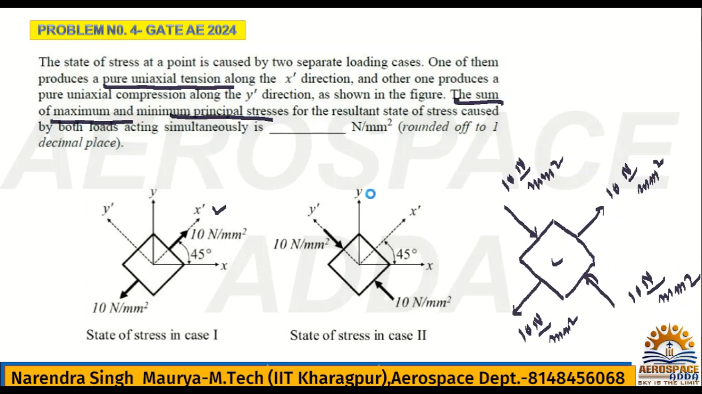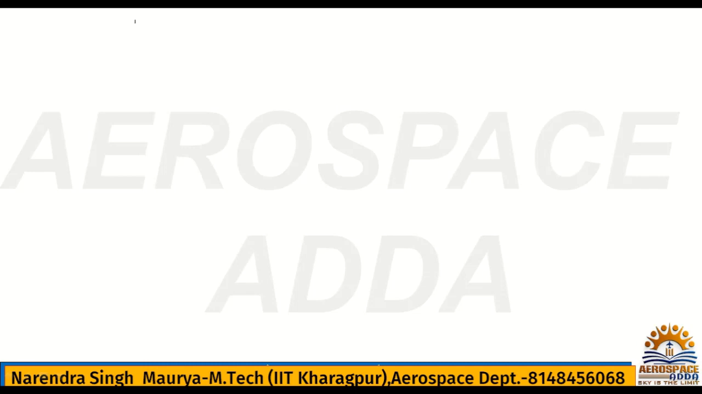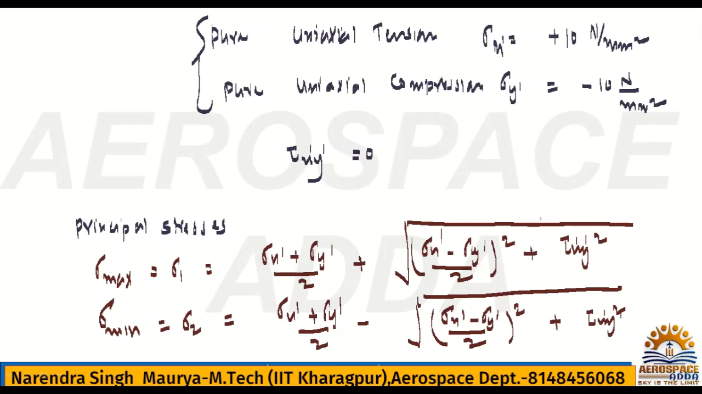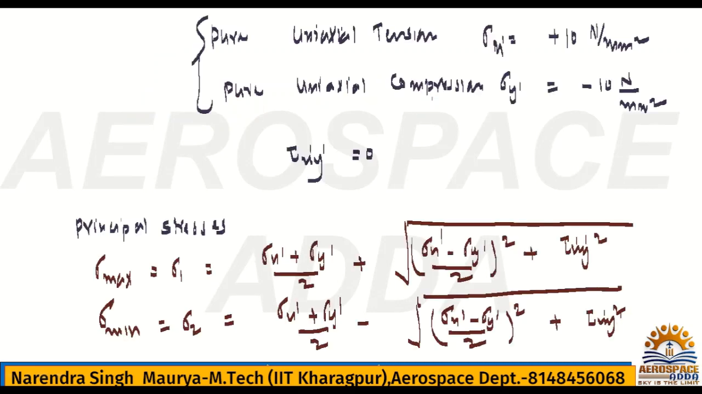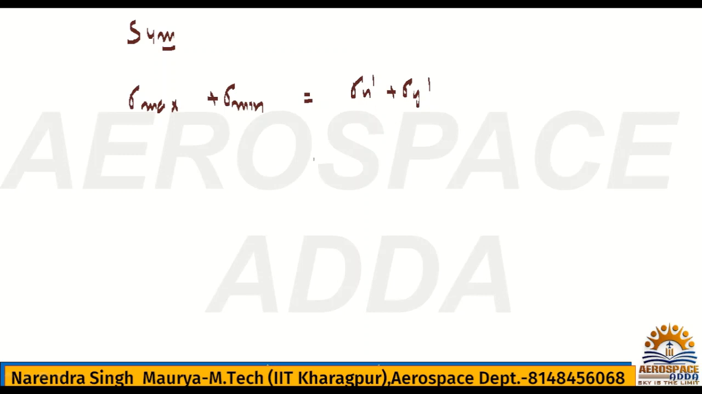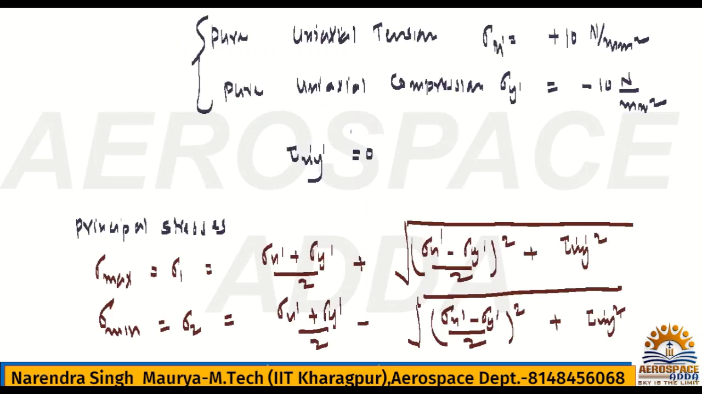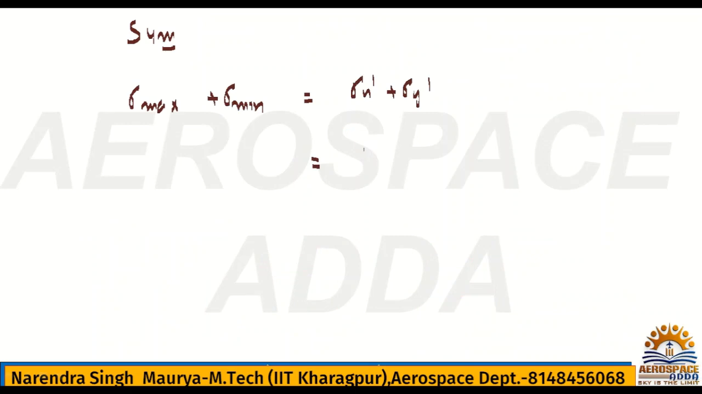Now they are saying the sum of maximum and minimum. So what is the sum? It is nothing but sigma max plus sigma min. What you will get? These two will be cancelled out, plus minus. You will have only sigma x dash plus sigma y dash, because it's half and half, it becomes 1. Now check what is the sigma x dash you have here. It is plus 10. What is sigma y dash? It is minus 10. So this value should be 0. So this is sigma max plus sigma min.